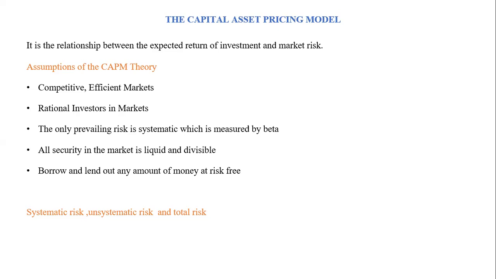Then we have unsystematic risk. When we talk of unsystematic risk, we are talking of risk that you can control by diversifying. This risk is specific. It's affecting a specific firm or a specific industry.